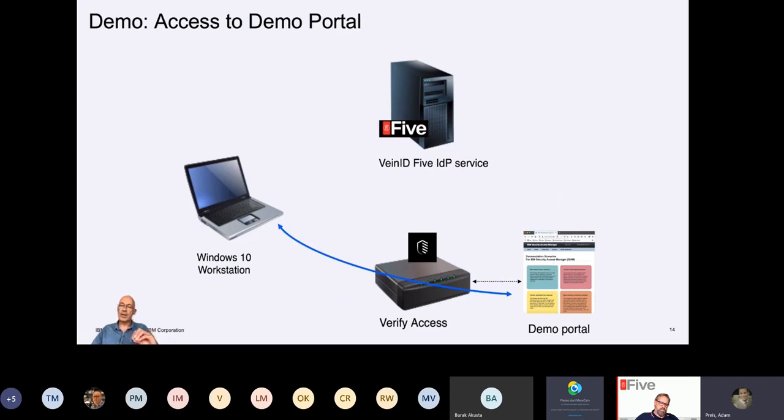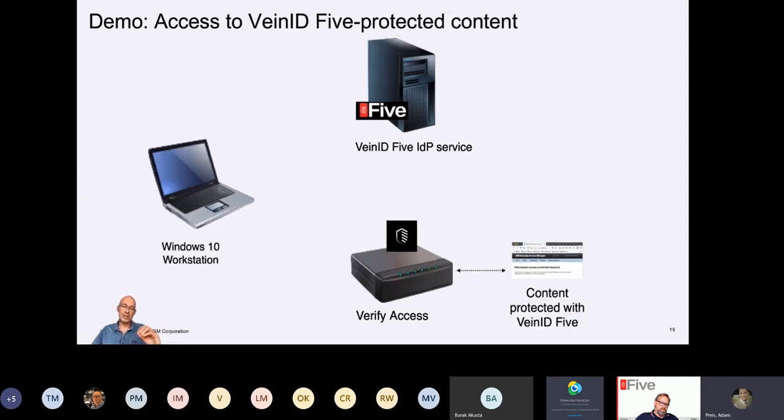And this will trigger a policy that says for accessing this kind of content, you do need Vein ID 5 authentication. And that's what's explained in this slide. So the user is trying to access that protected page.